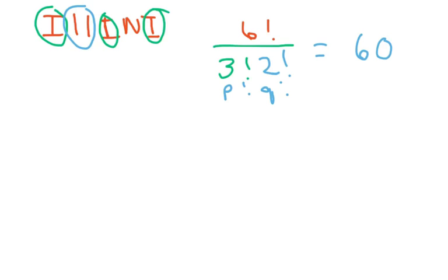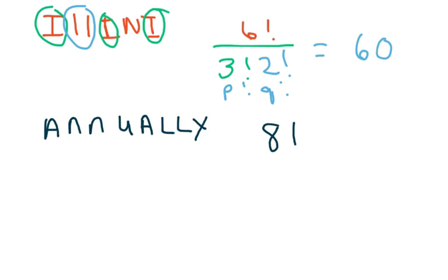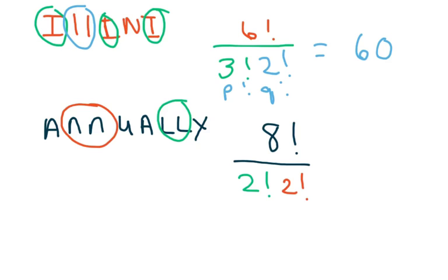Another word we have is annually. A-N-N-U-A-L-L-Y. So this is 1, 2, 3, 4, 5, 6, 7, 8 total. However, we have how many L's? 2 L's. We have 2 N's. And we have 2 A's. So when you divide that out, you get 5,040 ways.